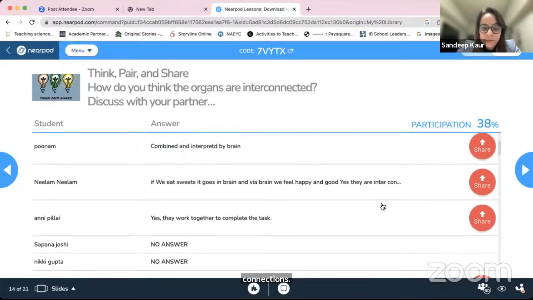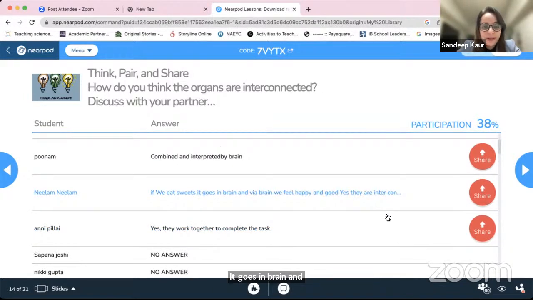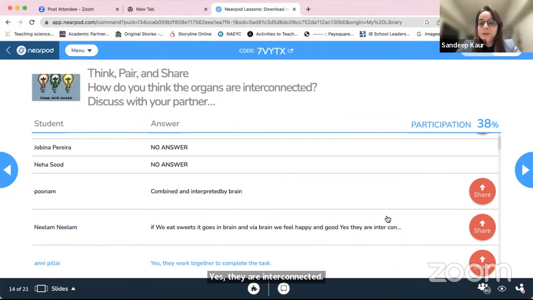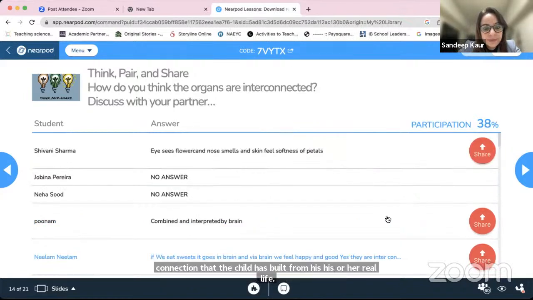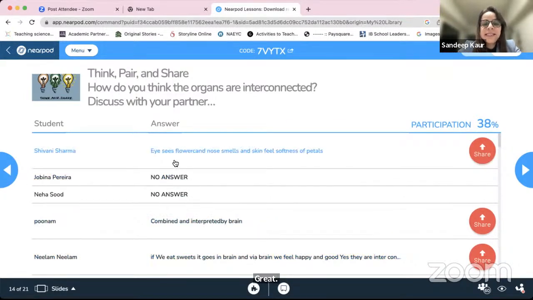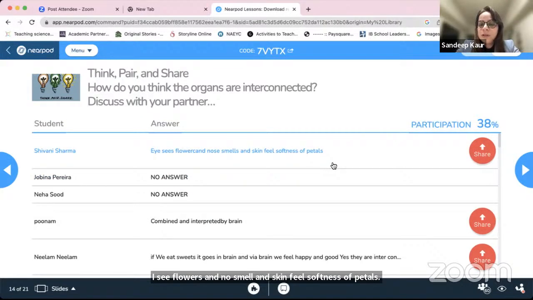Yeah, we eat sweet, it goes to the brain, and by the brain we feel happy and good. Yes, they are interconnected. Wonderful, right? So this is probably how you would get to know the connection that the child has built from his or her real life. Great. Eyes see flowers and nose smells and skin feels softness of petals. Great. All right. So this again, if you see, all these things are just leading to active participation in the classroom rather than students being passive learners, right?